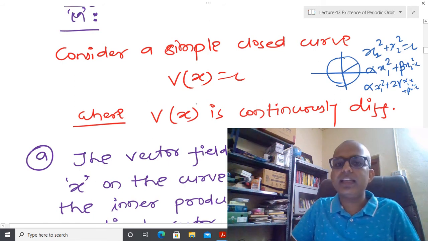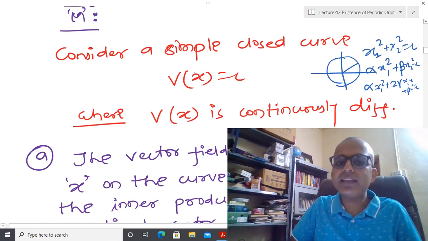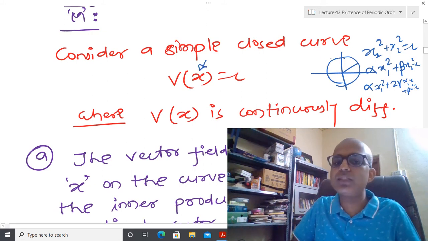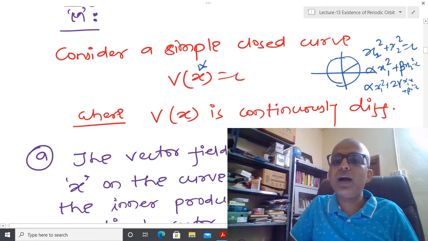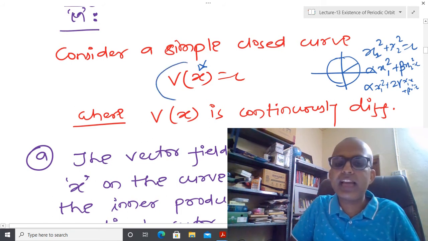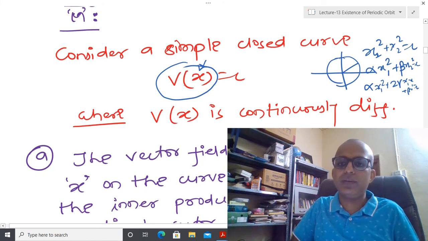Another thing, I am going to assume that whatever curve I have is continuously differentiable. Why is that needed? You can see that inside this curve, this function is involved. So whenever we are going to see the rate of change or vector field across this curve, I have to involve the dynamics, and that is possible only if I calculate the gradient of this curve. If you calculate the gradient of the curve, then the vector field is involved.